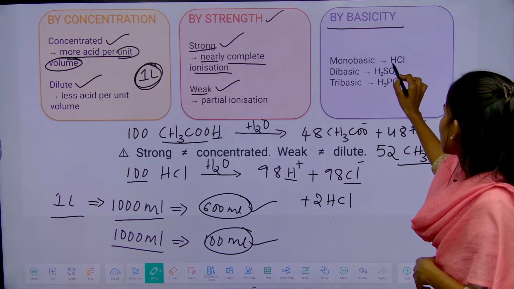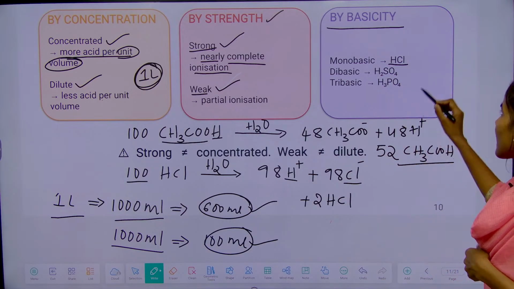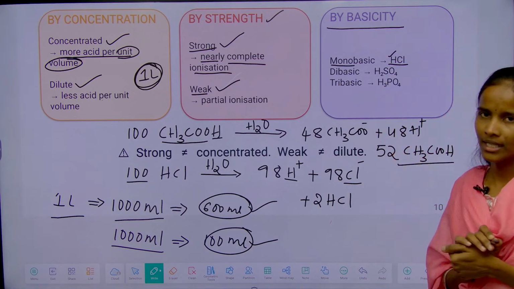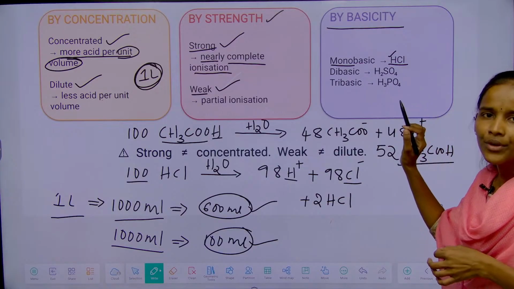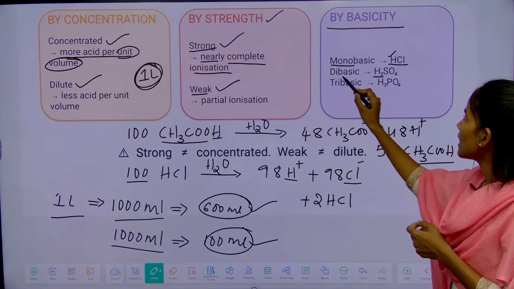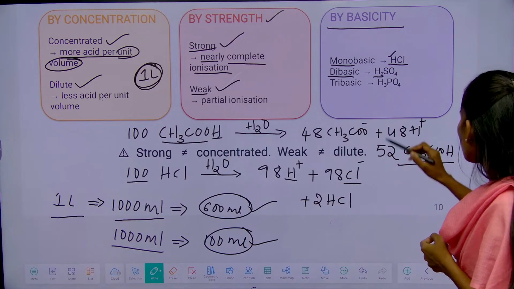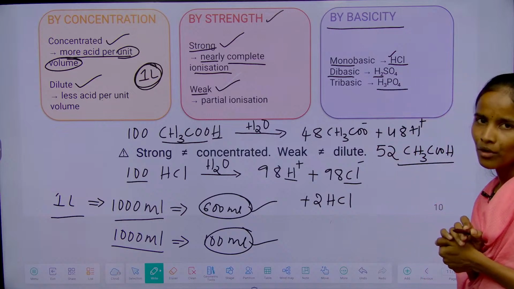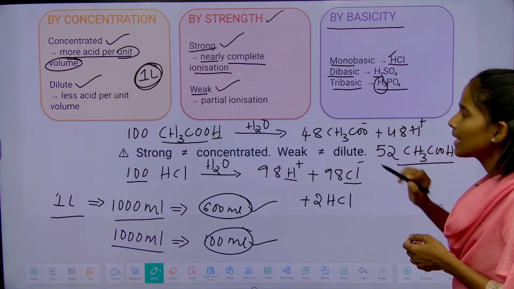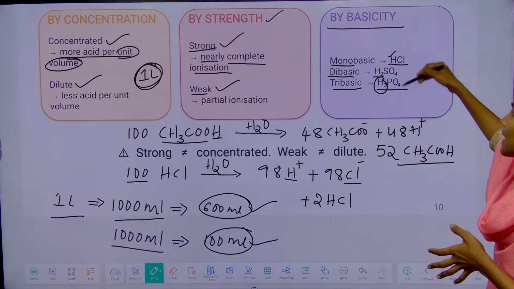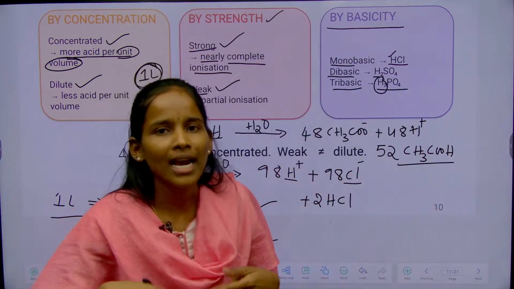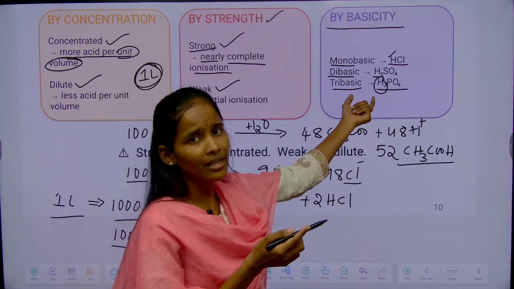If you see, HCl can donate an H+ ion, so we will call it monobasic. If you see H2SO4, sulfuric acid, it contains 2 replaceable H+ ions, so we will call it dibasic. Now the next one, H3PO4. In this, 3 replaceable hydrogens are there, so we will call it tribasic. This is the basicity of acids. Basicity means the number of replaceable hydrogen ions in the given formula or given acid.